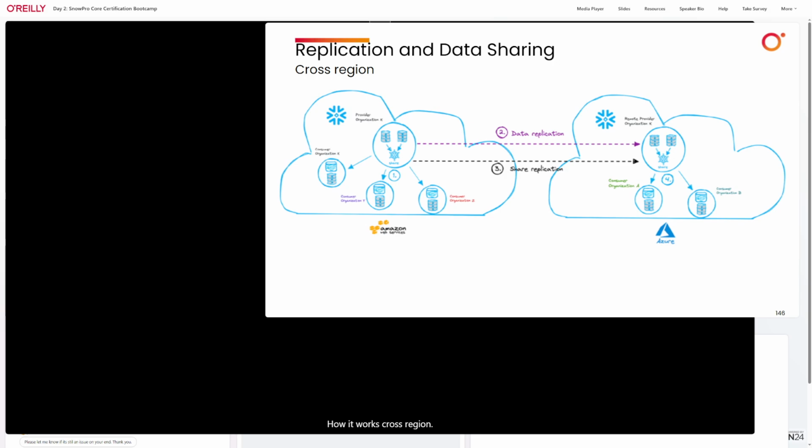How does it work cross-region? This is related also to data sharing. So if you want to do data sharing cross-region, first you need to do a replication into that region. Once the data are replicated there, you can configure a data share.